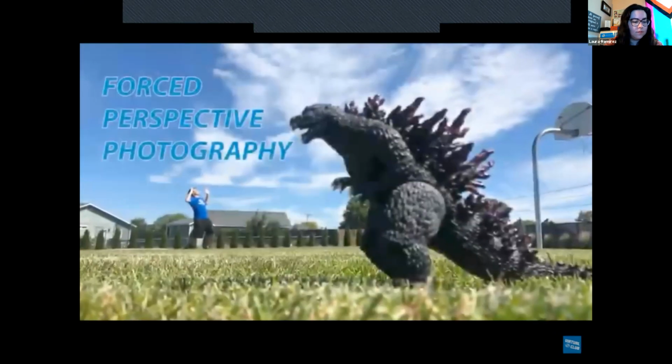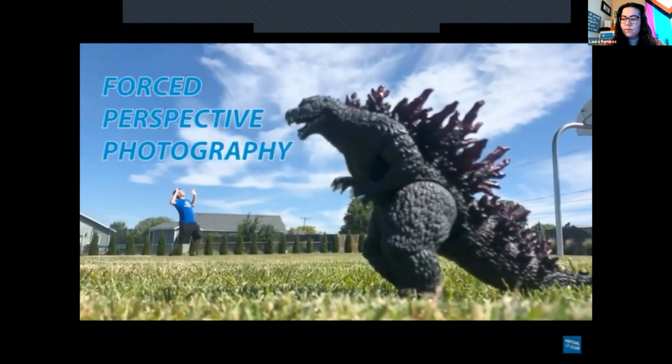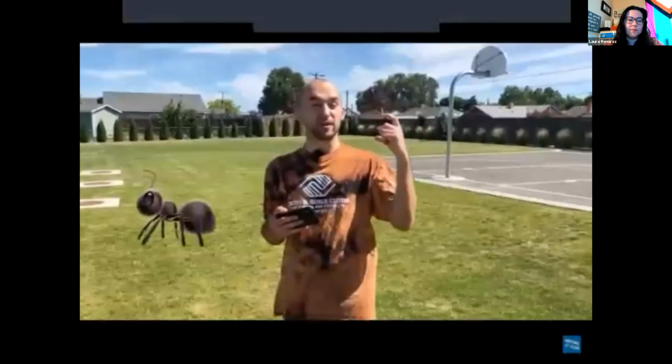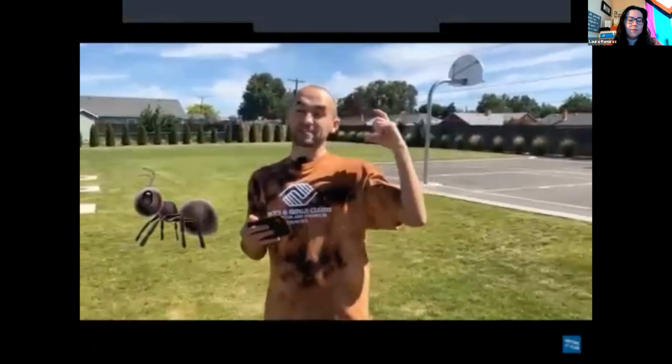Hey guys, it's Cade. Today I'm going to be showing you guys about forced perspective photography. Forced perspective photography is an optical illusion you can make with your camera. It can make things that are small seem really big, or vice versa. You can make things that are big really small. It all depends on where you're putting the camera.